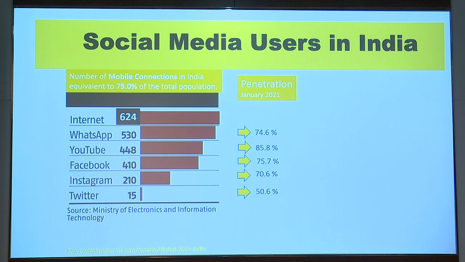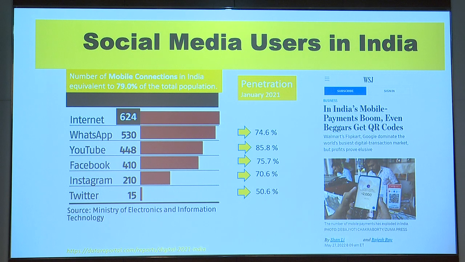Now, there are 530 million people who use WhatsApp, 448 million who use YouTube regularly, 410 million on Facebook, and these are very revealing statistics. There are 210 million young people on Instagram. India has the largest number of Instagram users in the world. Even the United States of America is far behind us. So that is the huge number of people, highest in the world, in our country, who are using Instagram. So imagine the stupendous opportunities that are present in digital marketing.